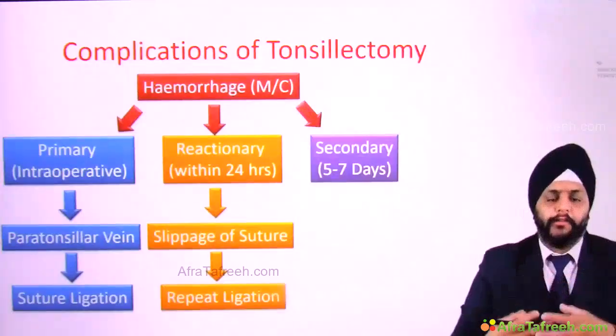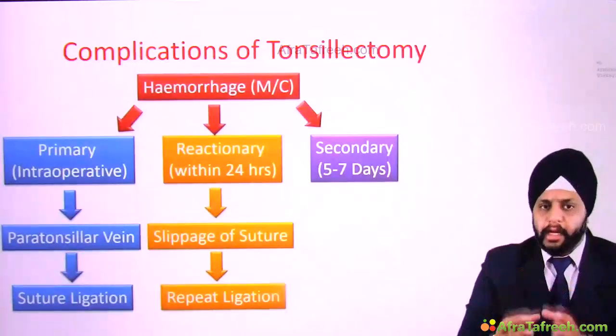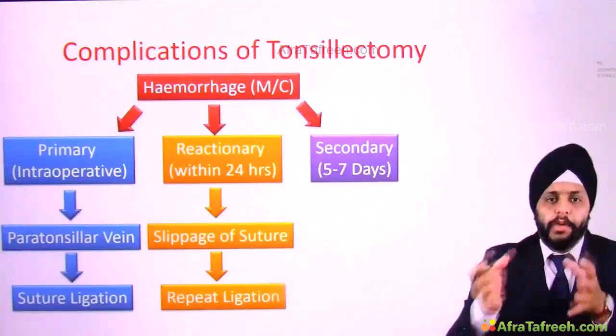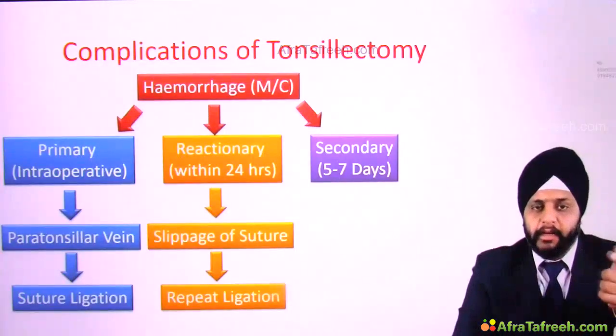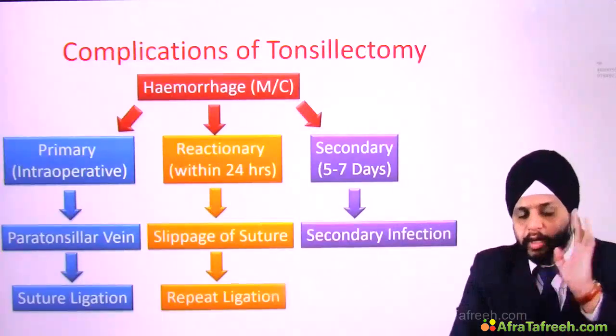So of course all this commotion takes time. So you see it takes around 5 to 7 days. So secondary hemorrhage occurs in 5 to 7 days. Now who is causing the bleeding? The second girl. Okay, so similarly over here the secondary hemorrhage is because of secondary infection.